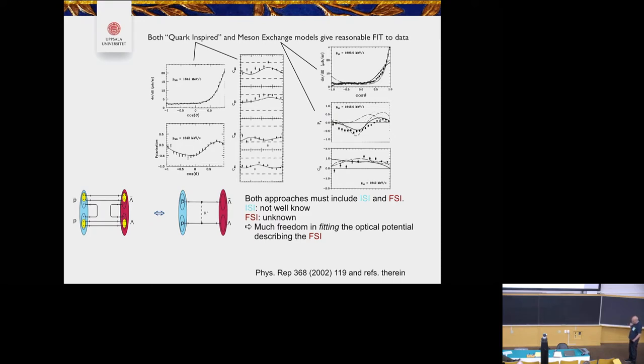But to me, there is a word of warning. Some theorists in this business were not happy with me making this statement. But the point is that you have to include initial state interaction and final state interaction in your calculation. And in particular for the lambda-lambda bar system, essentially nothing is known. So there's a lot of freedom in tuning the parameters in the potential giving the final state interaction, and by tuning these parameters, you can get a reasonable description of the data. There's an overview article here which describes this in more detail.